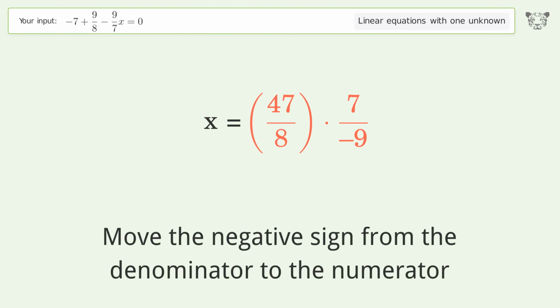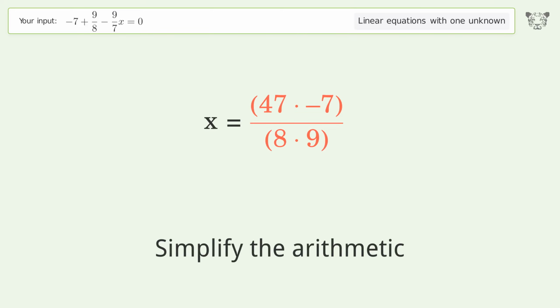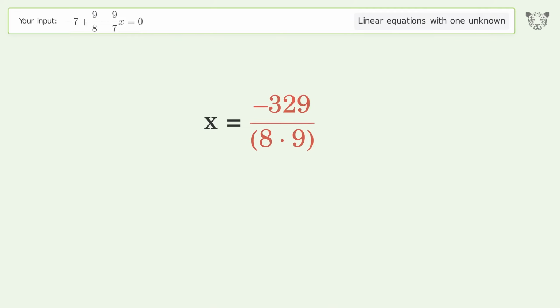Move the negative sign from the denominator to the numerator. Multiply the fractions. Simplify the arithmetic. And so the final result is x equals negative 329/72.